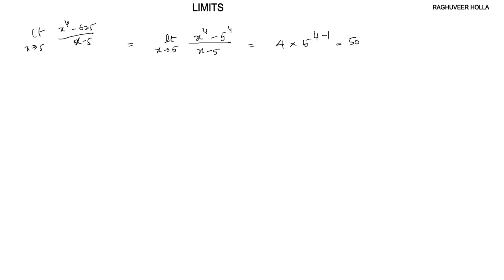Okay, so let us look at another problem. Limit x tends to 5, (x^4 - 625)/(x - 5). So this is x to the power of 4 and 5 to the power of 4, divided by x minus 5, which is equal to 4 multiplied by 5 to the power of 4 minus 1, so this results in 500.